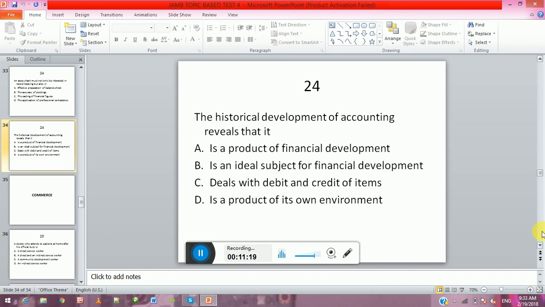The historical development of accounting reveals that: A. It is a product of financial development. B. It is an ideal subject for financial development. C. It deals with debit and credit of items. D. It is a product of its own environment.